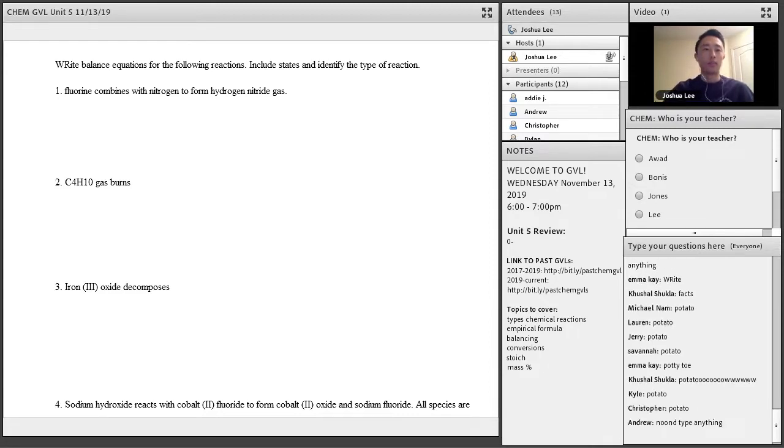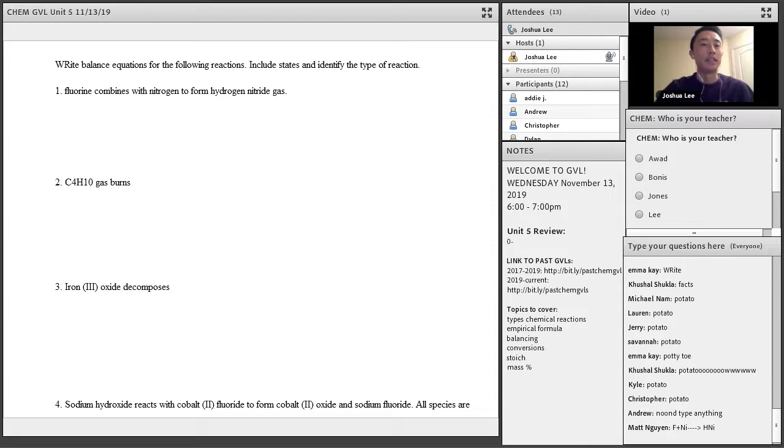Alright, do the problem. Write balanced equations for the following reactions, including states, and then also identify the type of reaction.